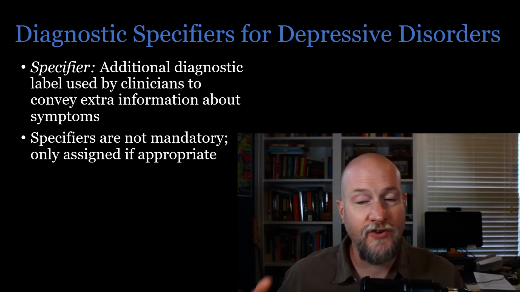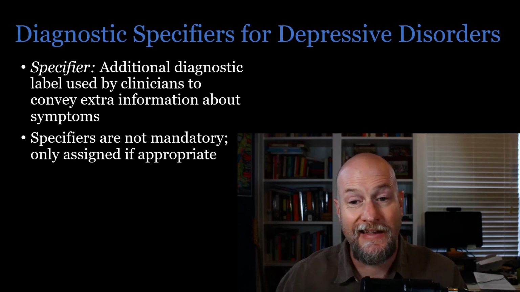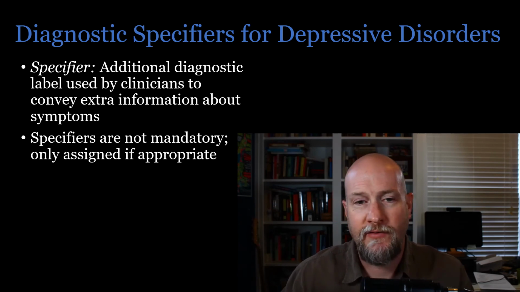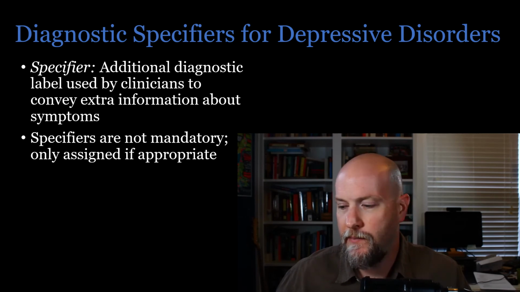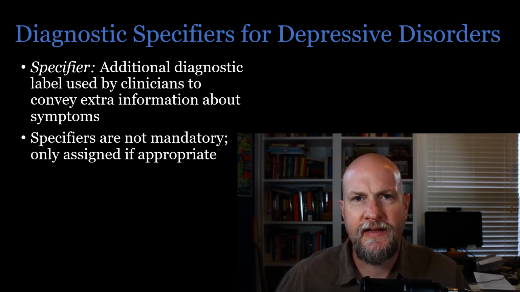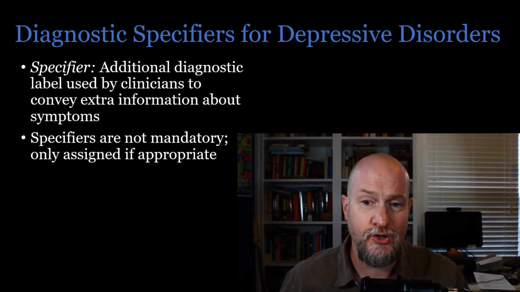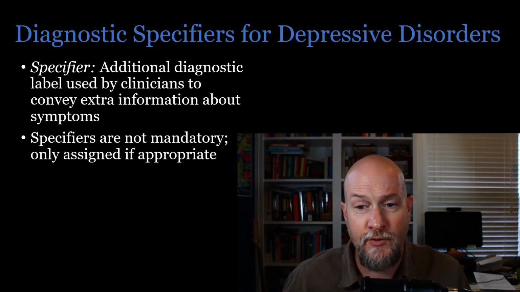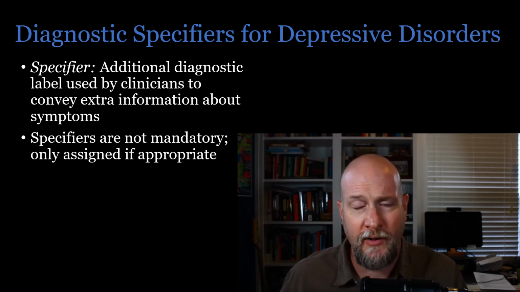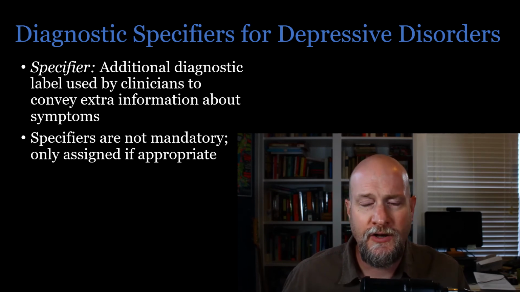So specifiers are not mandatory for things like insurance, but you're only supposed to assign them if they're appropriate. But my take on it is, if you're documenting someone's mental health history, you should be as thorough as you can, because you never know, the patient may give you consent to provide those records to their next mental health provider down the road years later, and you want it to be as accurate as possible.